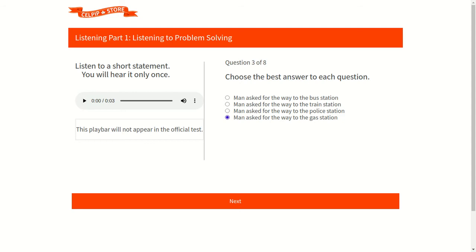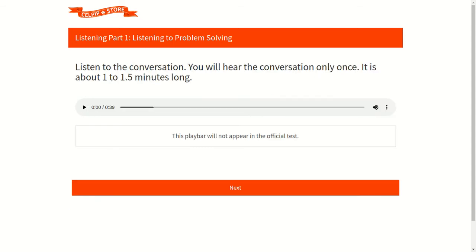We can listen very clearly in the audio that the man was asking about train station, so accordingly our second option is the correct option. As discussed earlier, you will listen to a second audio. After completing first 3 questions, let's listen to the second audio. Here is our second audio.